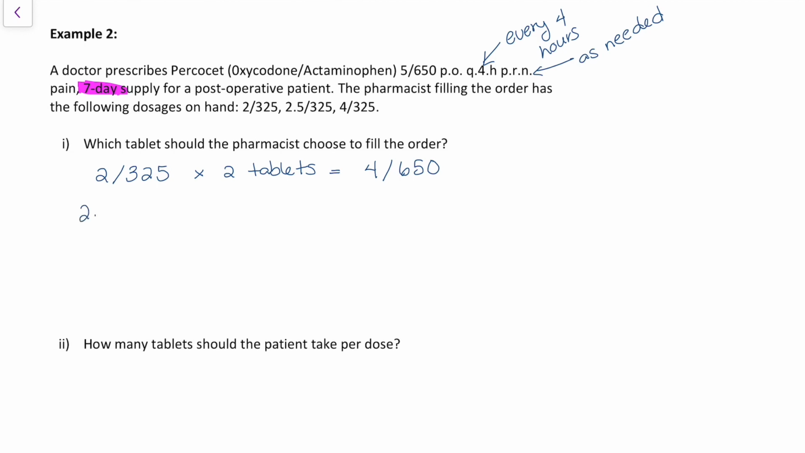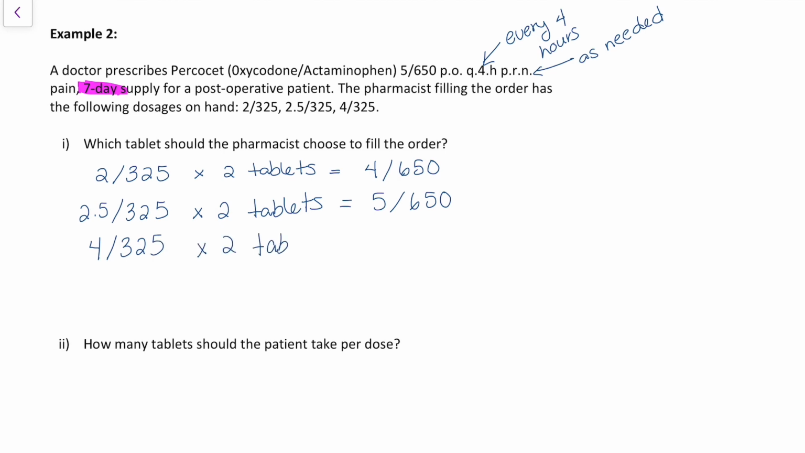We have 2.5 by 325. If I give 2 tablets of those, we get to 5,650, which is exactly what we're looking for. And if I look at my final one and I give 2 tablets, then it's going to give me 8,650, which is way too much of the oxycodone side. And so this one is the right one.